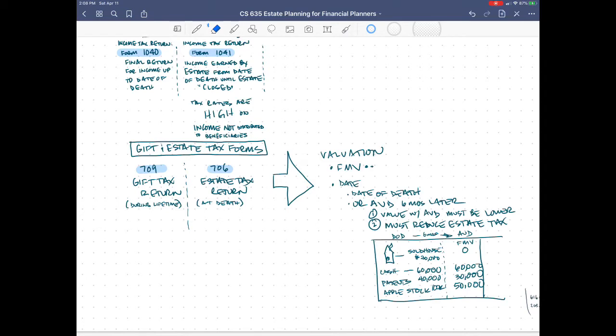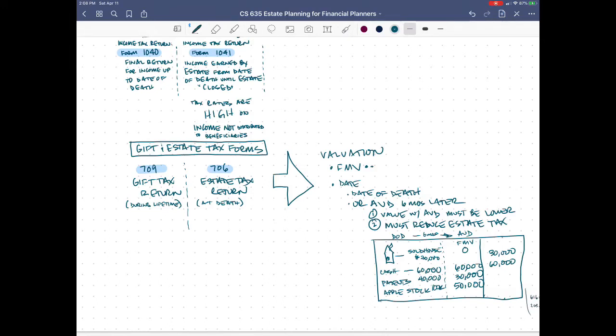Let's start with the house. One of the exceptions to how you're going to value assets, if you're going to choose to use the alternate valuation date, is if you sold it, we're going to use the value that you got at the time of the sale. So with this house, the alternate valuation is $30,000. Cash, no shock there, $60,000. It was $60,000 originally, it's $60,000 now.